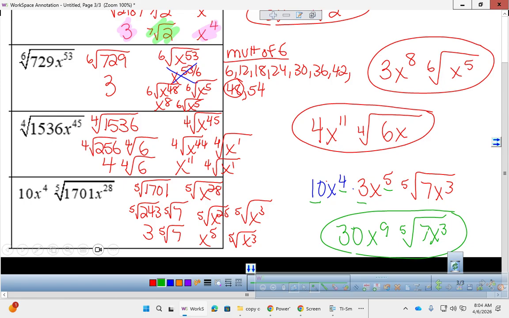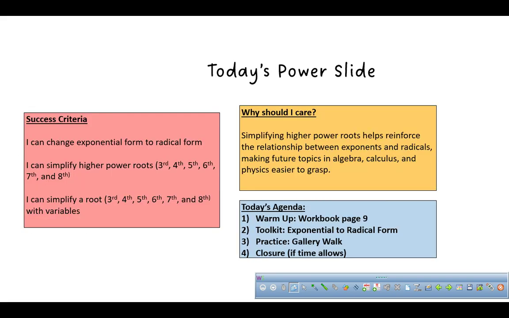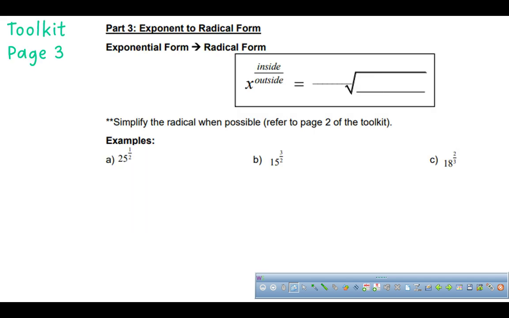All right, hopefully that refreshes your memory because we're actually going to move on today. I just wanted to make sure you remembered how to do that stuff. We'll still be doing this stuff as we do the new stuff. But for today, you're going to need your toolkits if you don't have them out already. And we're going to start on page 3.